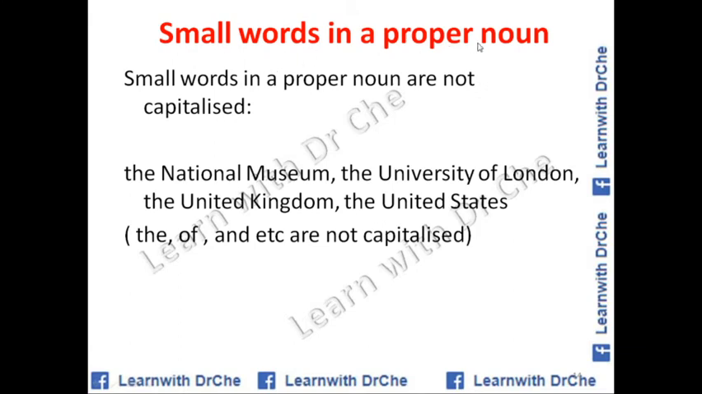Small words in a proper noun are not capitalized. For example, the National Museum. If a sentence starts with "the," then we will capitalize because this is at the start of the sentence, not because this is a part of the name. So within a sentence, we don't capitalize the: the National Museum, the University of London, the United Kingdom, the United States. So the, of, and these are not capitalized when they are part of a proper noun.